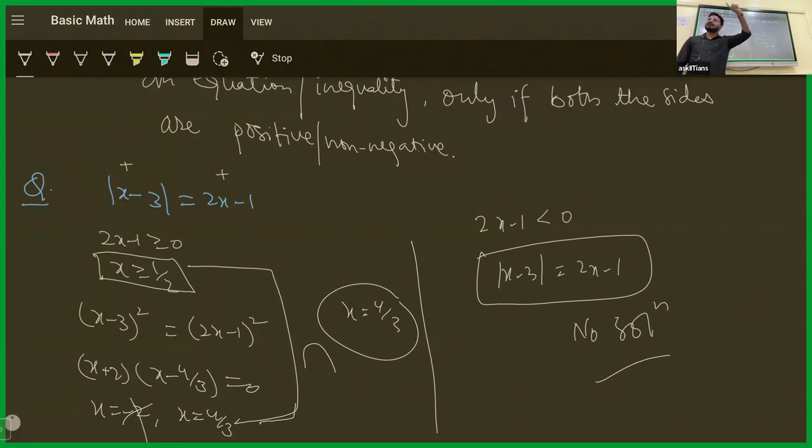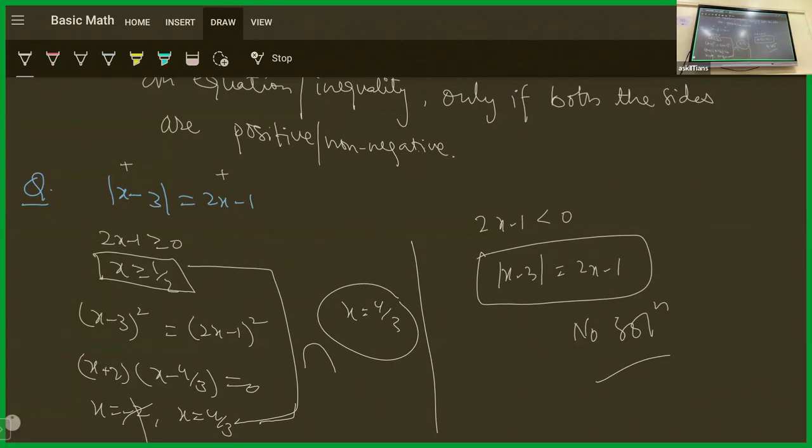So whenever we do squaring, we only have to remember one condition: if there is no mod on the right hand side and a variable is there, first we'll apply the condition to make it positive and then solve it by squaring both the sides, and then at the end take the intersection. Understood? And then don't think about the negative case, just leave it. Complete.